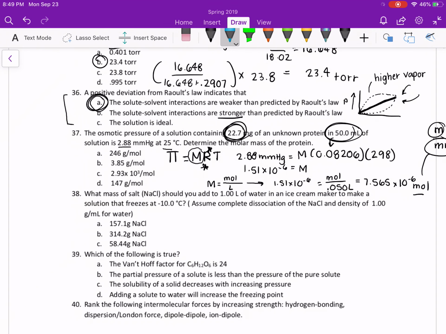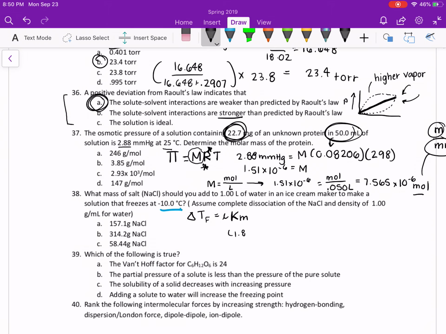Okay, so I'm picking back up at number 38. What mass of NaCl did you add to 1 liter of water in an ice cream maker to make a solution that freezes at negative 10 degrees Celsius? Assume a complete dissociation of the NaCl and a density of 1 gram per milliliter for water. So my equation I'm using here is delta TF equals iKm.